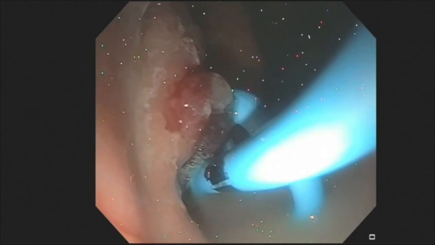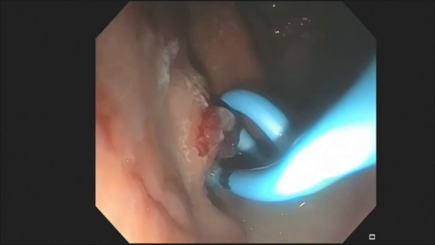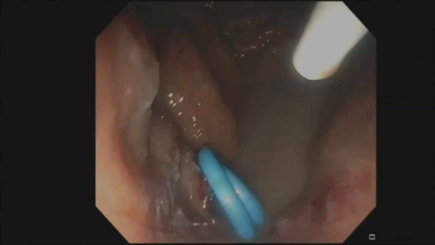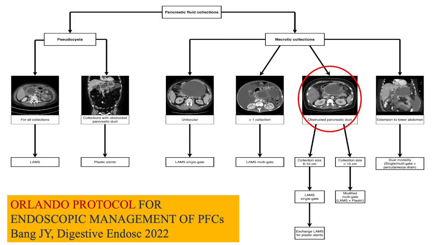Therefore, EUS-guided drainage of the pancreatic pseudocyst was performed using two 7 French 4 cm double pigtail stents. These transmural stents will remain in situ indefinitely to minimize the risk of pseudocyst recurrence in the setting of complete pancreatic duct obstruction. Another common setting for use of plastic stents is for the drainage of necrotic collections in the setting of disconnected pancreatic duct.